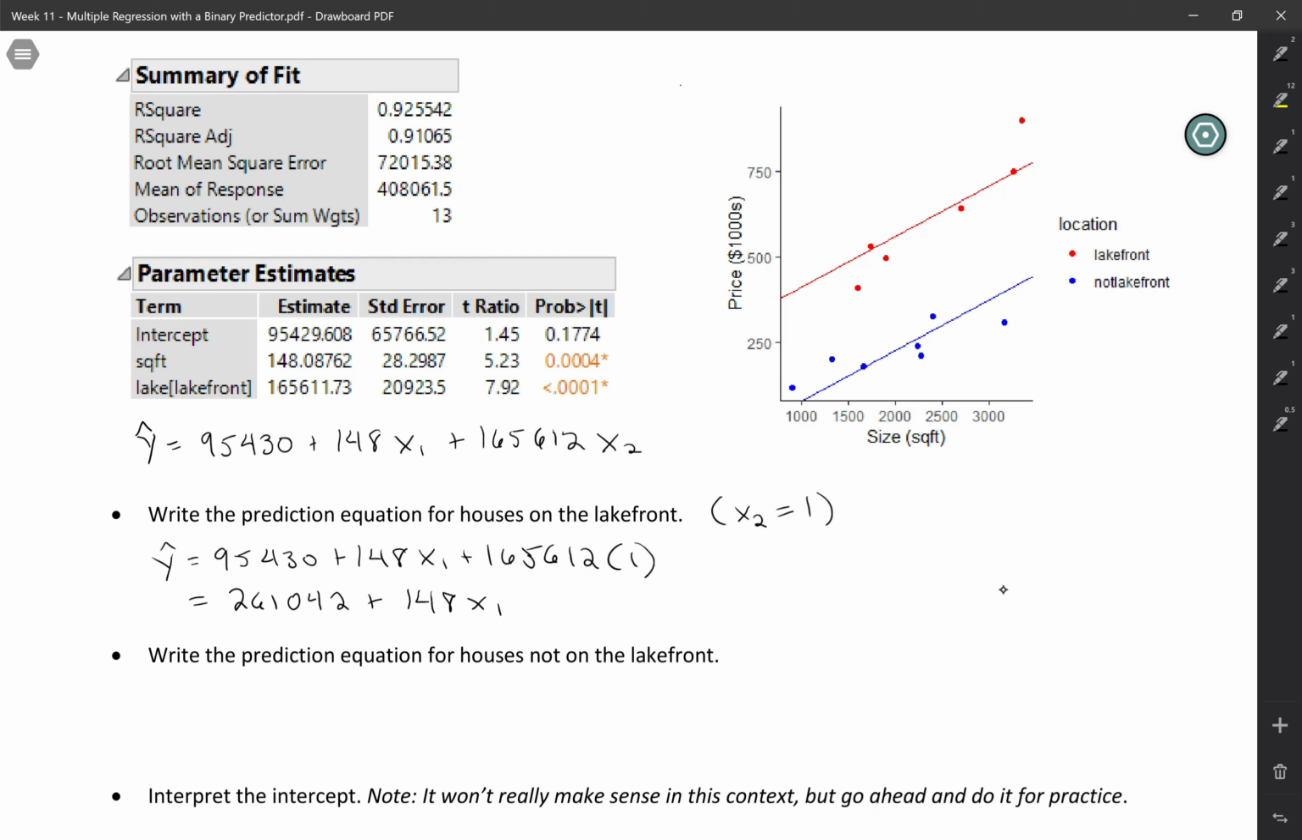Go ahead and pause the video and do the same thing for houses that are not on the lakefront. Come up with a prediction equation for those houses.